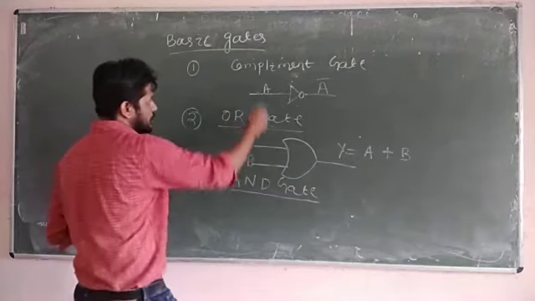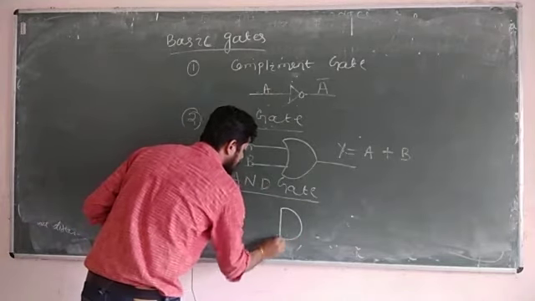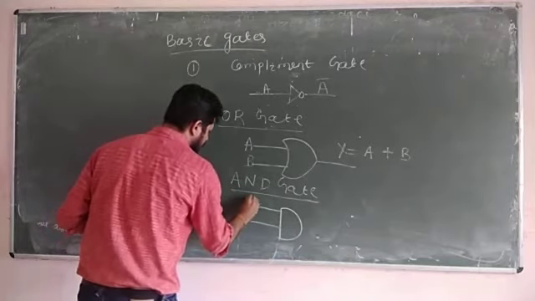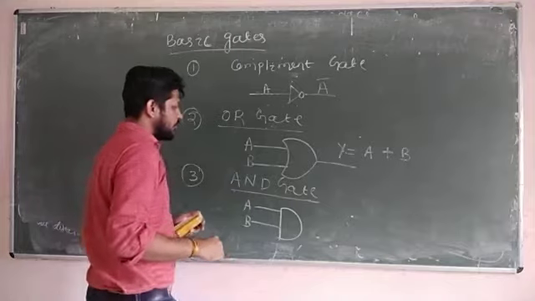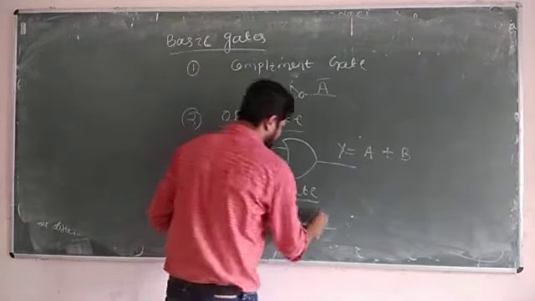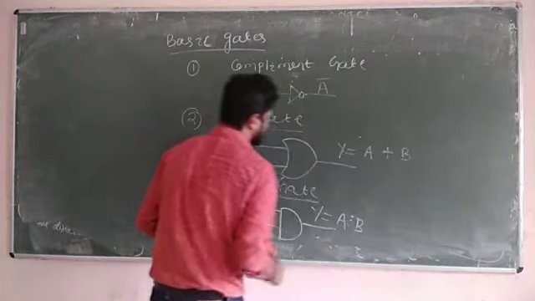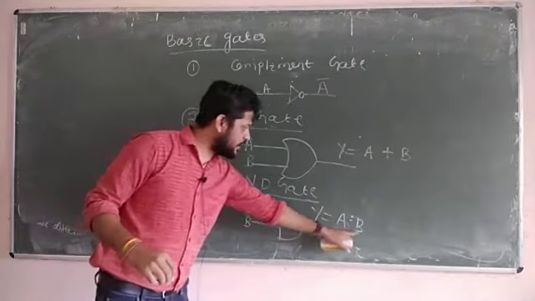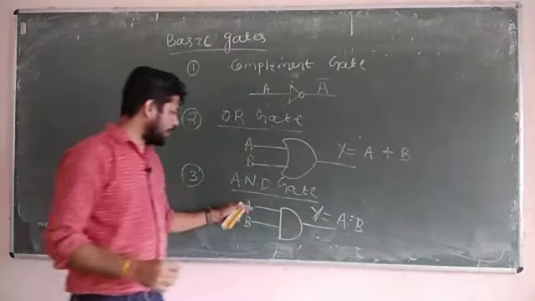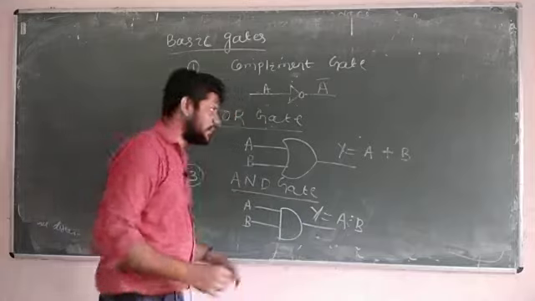So you need to remember this symbol, AND gate. We have studied here also, minimum input is 2, hence I am applying the 2 inputs A and B, and the output of this gate is Y equal to A and B. So here the inputs are A, B and the output is Y. When you apply A, B to this gate, the output will be A and B.